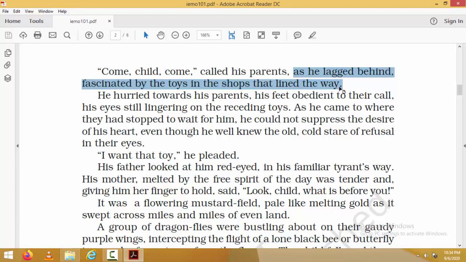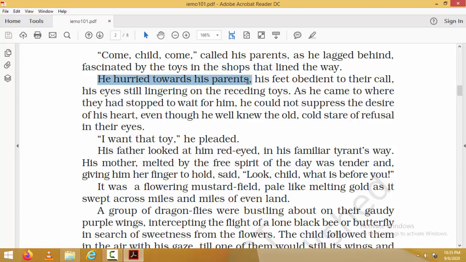Okay, as he lagged behind, fascinated by the toys in the shops that lined the way, his parents called the child. "Come child, come," called his parents. He hurried towards his parents. Okay, see, he heard a sound from his parents, so he hurried towards his parents, his feet obedient to their call. As he was a small boy, he was very much obedient to his parents' call. Once the call was made, immediately he hurried towards his parents, his feet obedient to their call, his eyes still lingering on the receding toys.